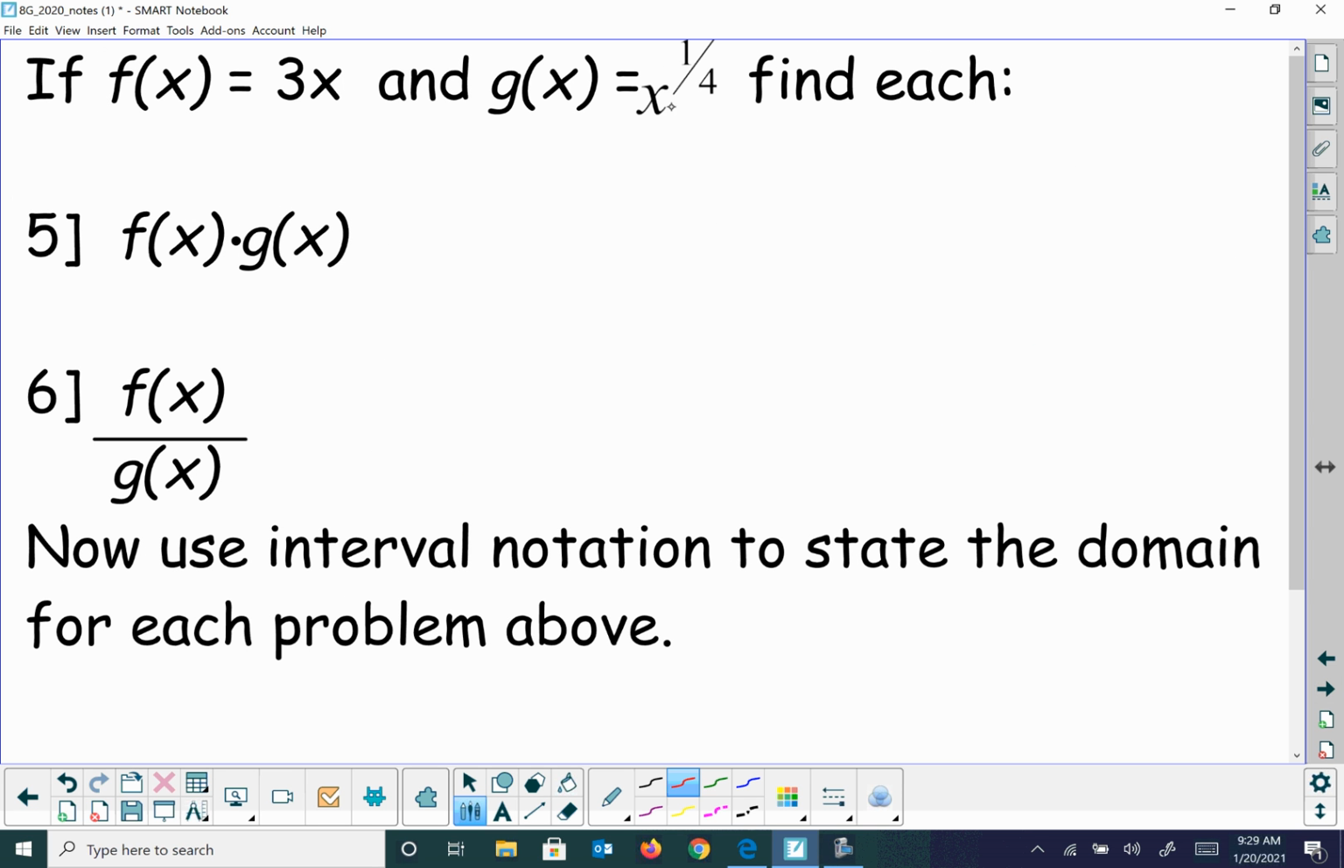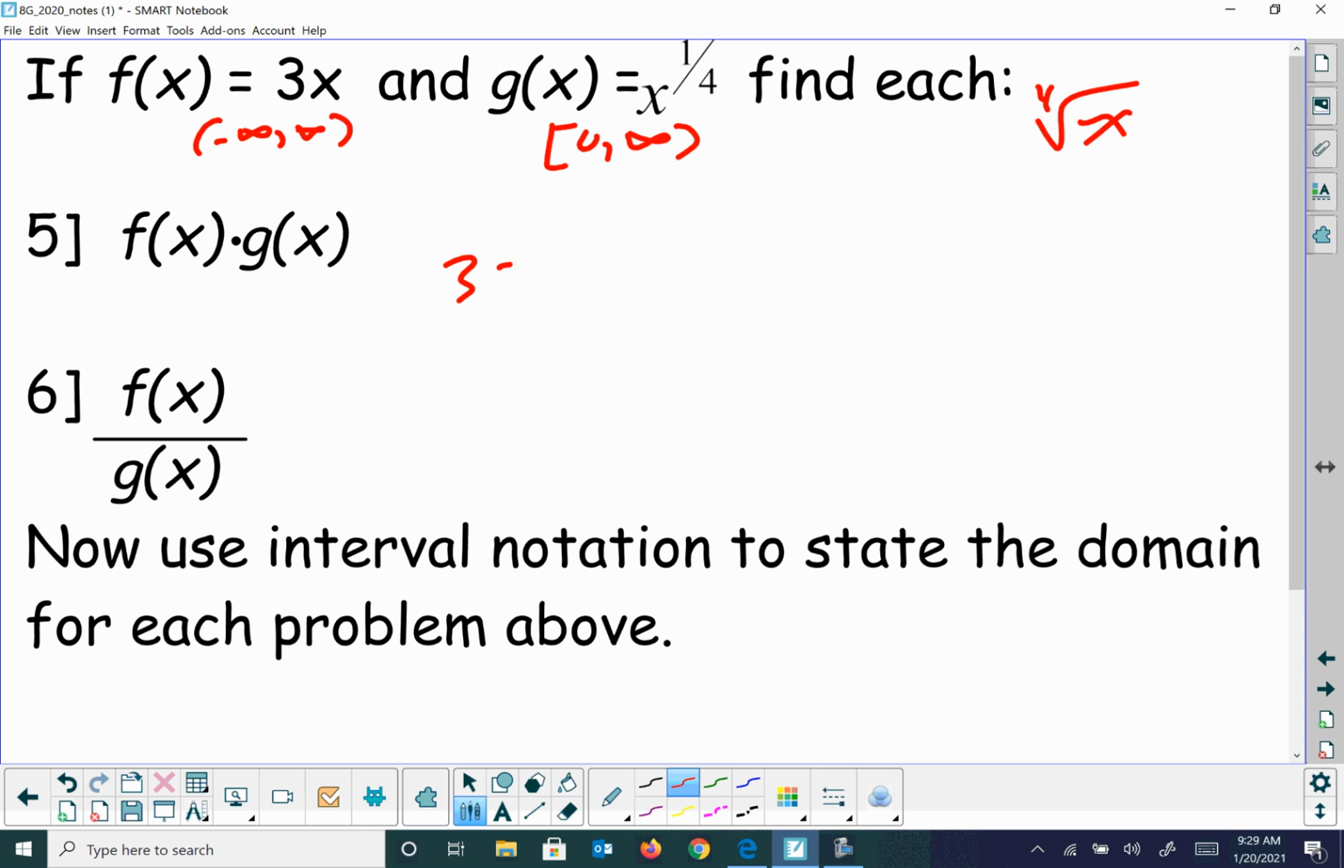So now I have this. Remember, x to the 1/4 power is the same thing as the 4th root of x. So that follows the same rules as square root. So negative to positive infinity is the domain of the first, but then hard bracket 0 to infinity is the domain of the second. So we have to keep that in mind when we're multiplying them.